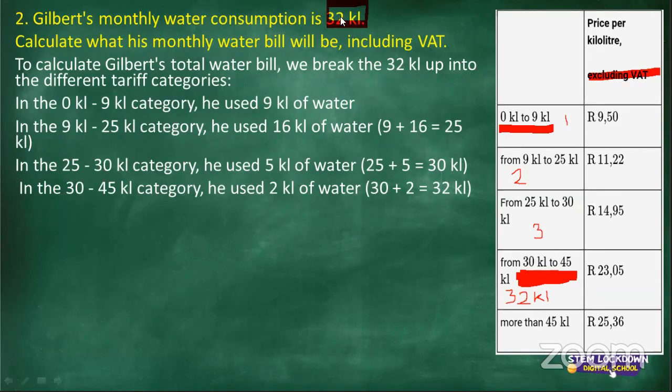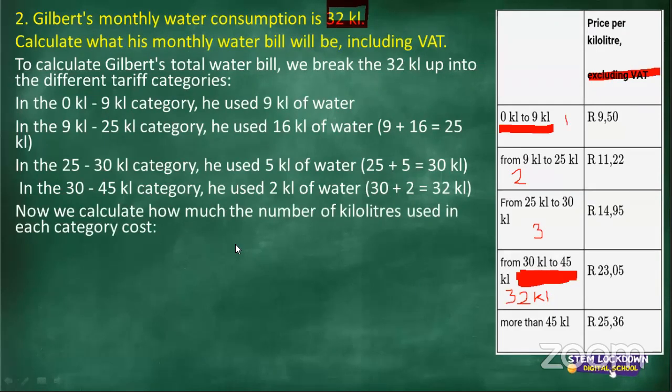Here we are told he has used a total of 32. So here, 30 plus 2 would get you the 32 kiloliters of water. That's why we say the fourth category, he has used 2 kiloliters of water. Now, we will calculate how much the number of kiloliters used in each category cost, which is now the first step.